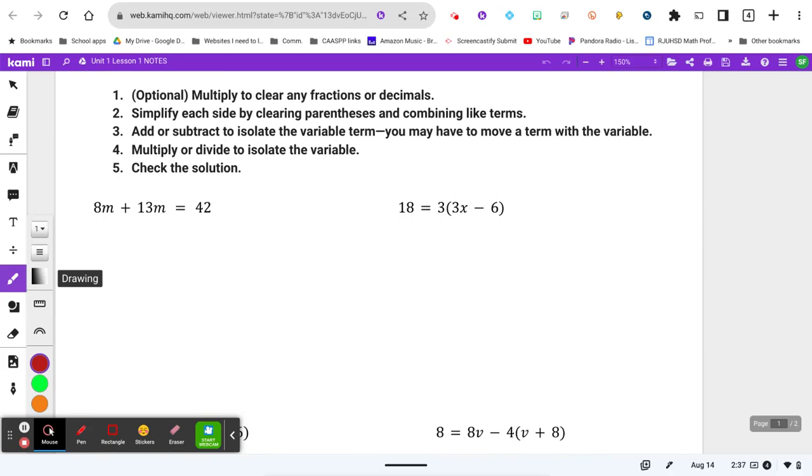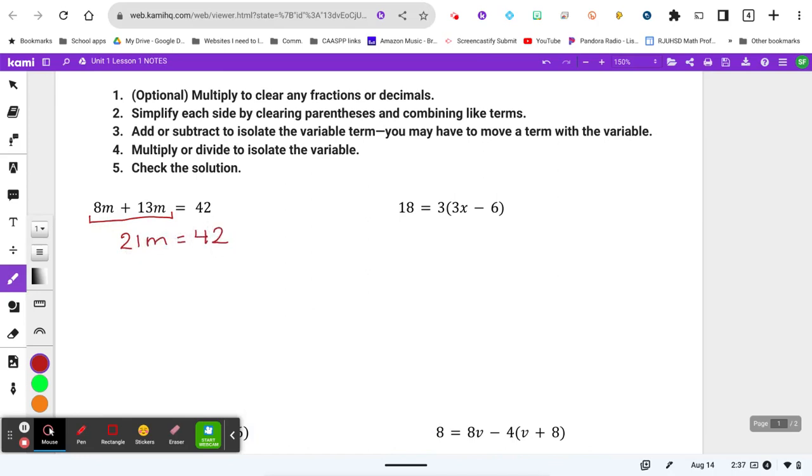Okay, so the very first one, I can see that I have the variable m on the same side, so I am going to combine it. And we're going to get 8m plus 13m. It's going to be 21m equals 42.